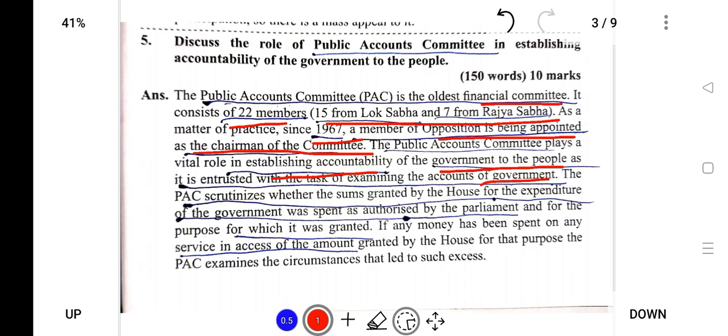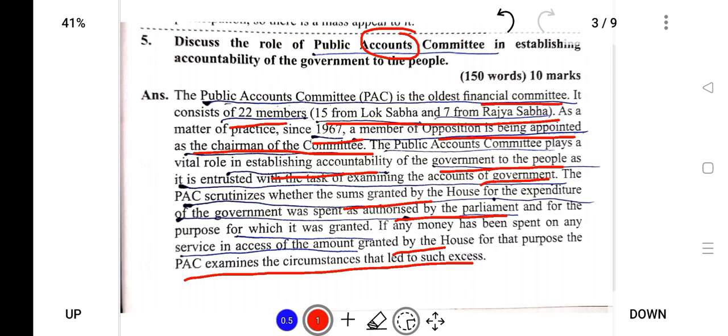So, the Public Accounts Committee, as the name suggests, reviews the accounts of the government. The PAC scrutinizes whether the sums granted by the House for the expenditure of the government were spent as authorized by Parliament, and for the purpose for which they were granted. If any money is spent in excess of the amount granted by the House for that purpose, the PAC examines the circumstances that led to the excess.